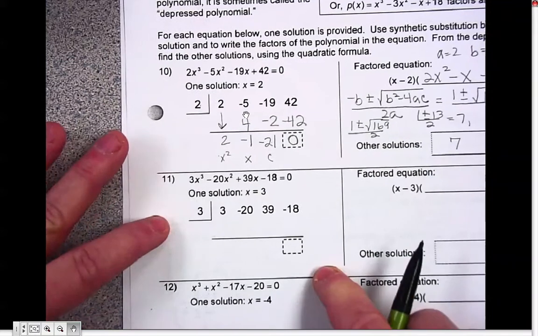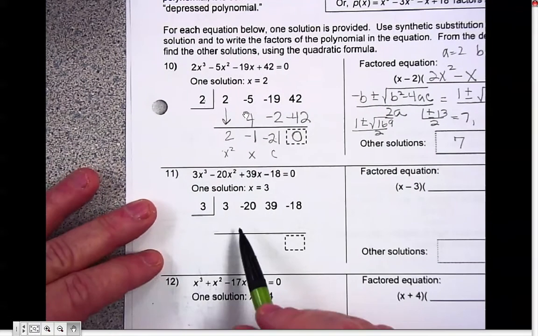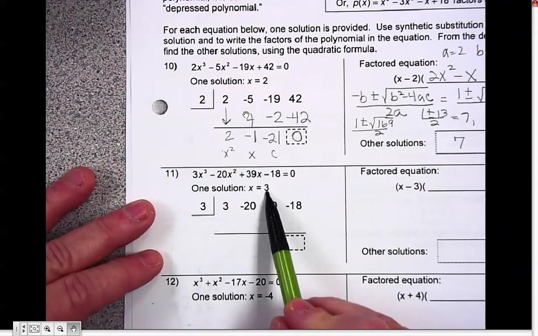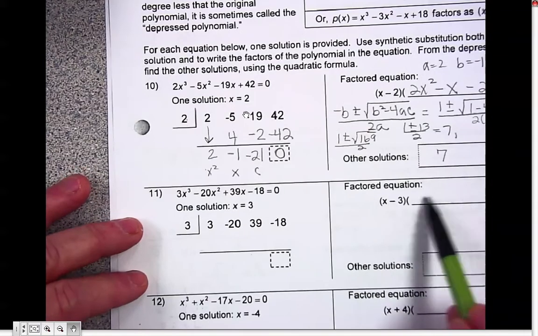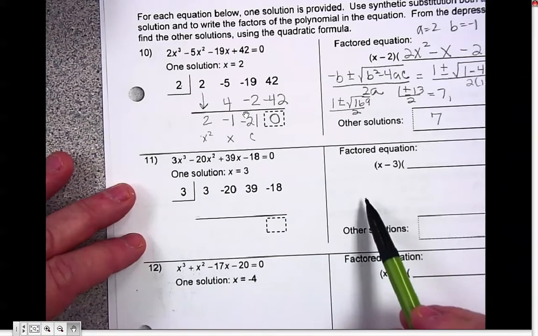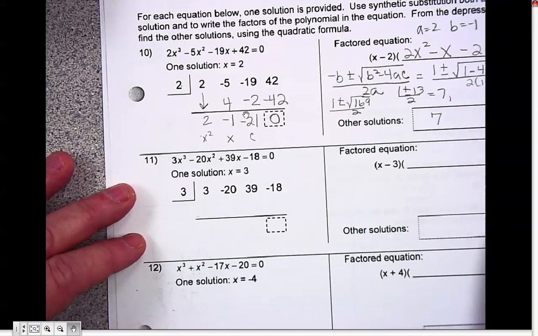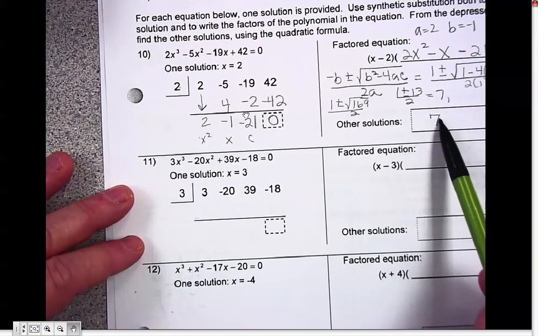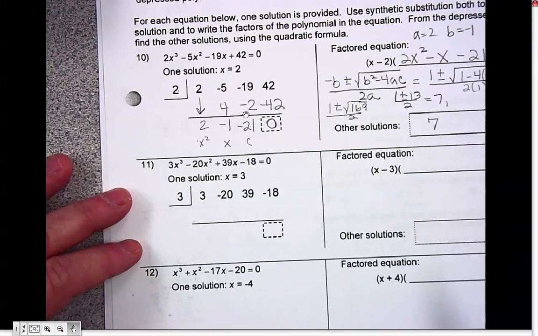You're going to do the same thing with the other two. Use synthetic substitution to check this solution and to get your depressed polynomial that goes here. And then use the quadratic formula to find the other two solutions. And not all of them will be whole numbers. Some will be fractions and some will be square roots.